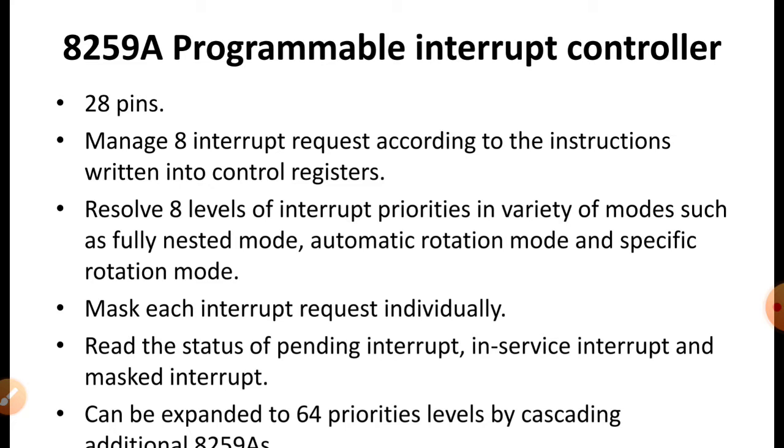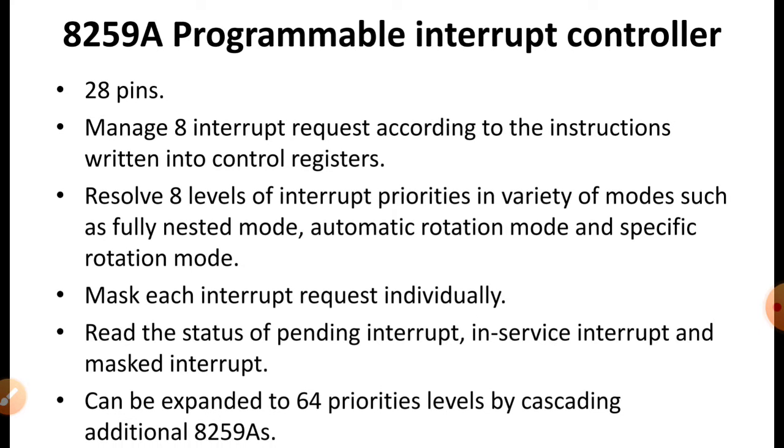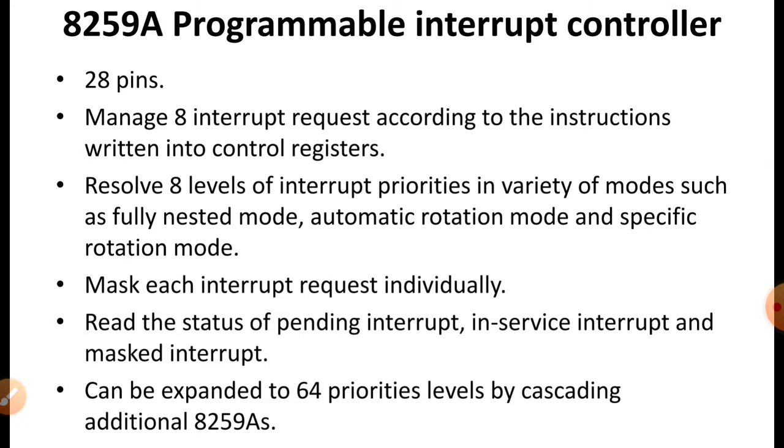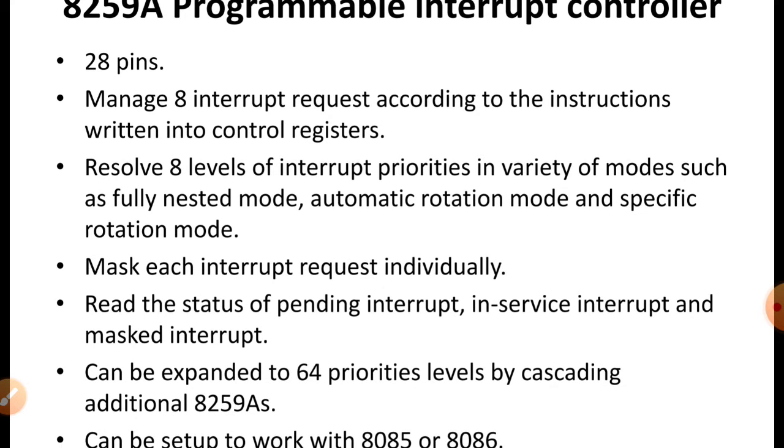As far as the features of this programmable interrupt controller are concerned, it is an integrated chip having 28 pins. It has the capability to manage 8 interrupt requests at a time, and it also provides an interrupt vector anywhere in the memory map by program control without any additional hardware or the restart instruction. For that purpose, it uses all 8 requests which are spaced at regular intervals of either 4 locations or 8 locations, meaning thereby it is capable of resolving 8 levels of interrupt priority in the various modes in which it works.